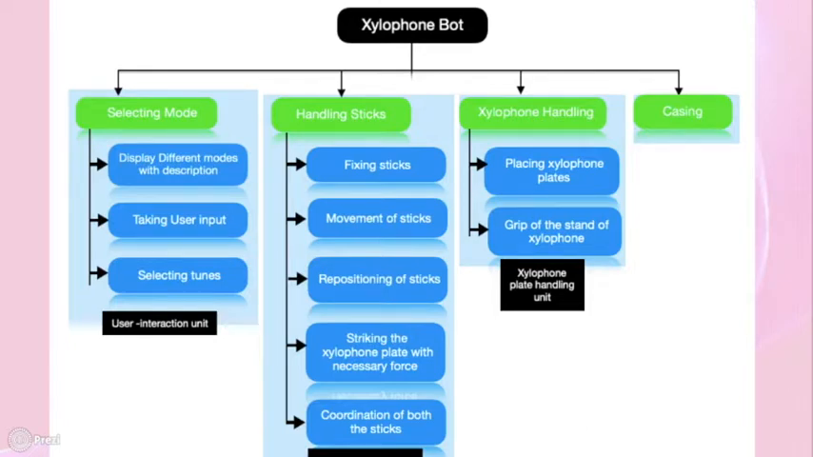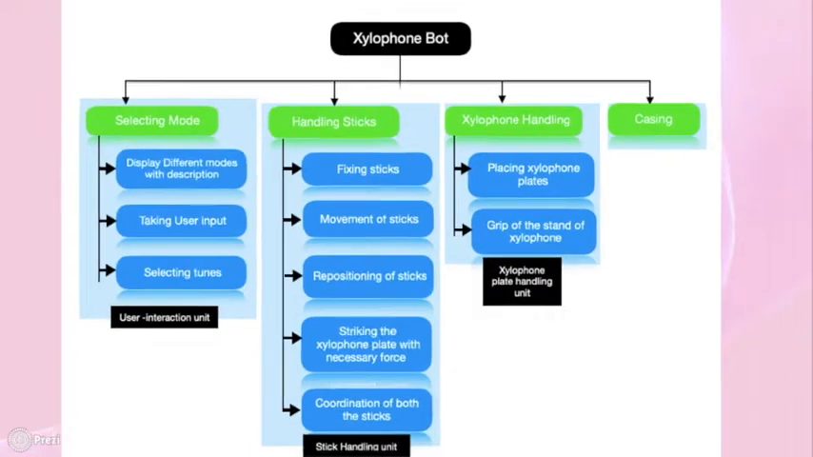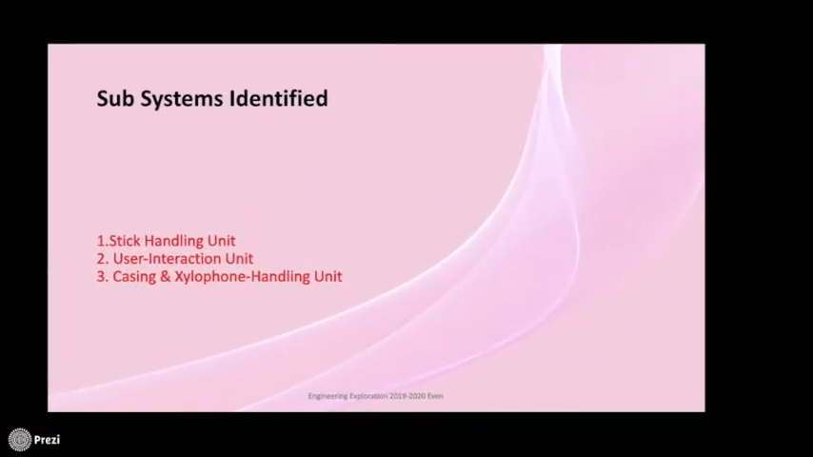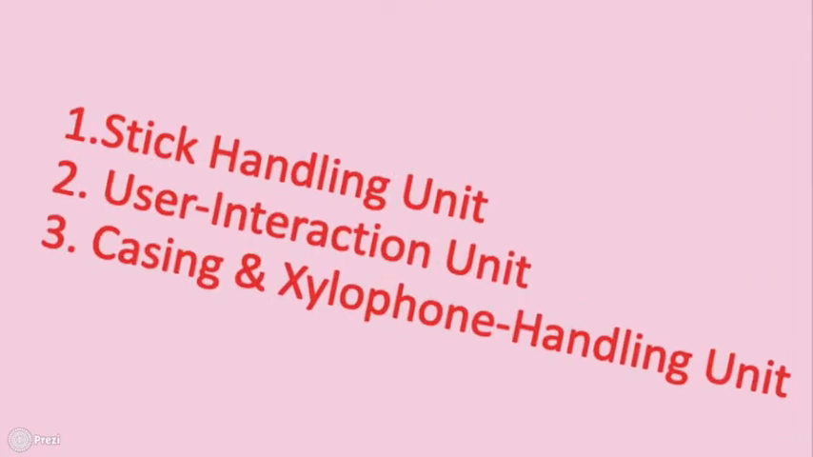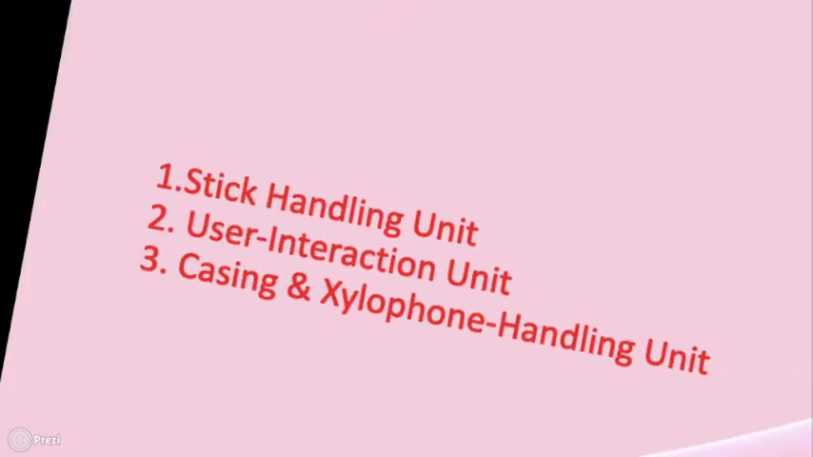The machinery of the entire system will be placed in a proper casing, and the sticks and xylophone plate will be held with the support. Thus, we can cluster these functions accordingly and divide them into subsystems. The identified subsystems are stick handling unit, user interaction unit, casing and xylophone handling unit.